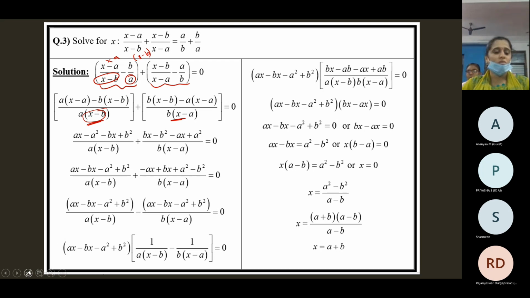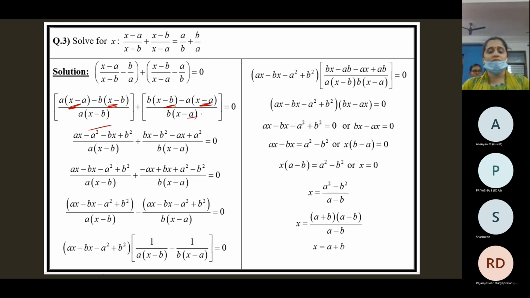Yes or no, children? Do we understand that part, the LCM part? All of you? Okay. So this one is x minus b, so multiply by a. This one is a, so multiply by x minus b. And here also x minus a, so multiply by b. There's b here, so multiply by x minus a. So that's what you see in the next step. See here, this one.